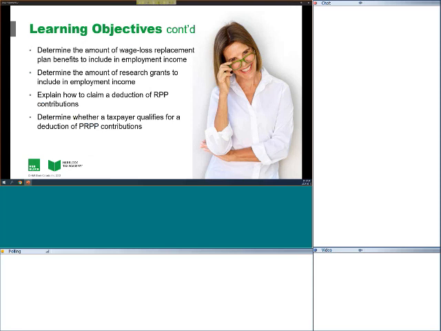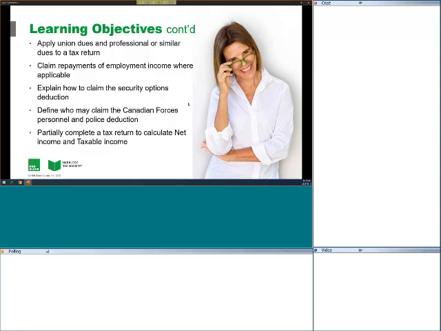Okay, we're going to spend a little bit of time on wage loss replacement plans, mostly because I find for a lot of people who are new to the tax system in Canada, or even relatively new to employment in Canada, this isn't something that is comfortable or familiar, so I want to make sure we're solid on that. We're going to speak very quickly about research grants as a source of income that's considered a type of employment income, and we're going to talk about RPPs, I'll explain that when we get to it, registered pension plans, and what happens with contributions to those on the tax return.